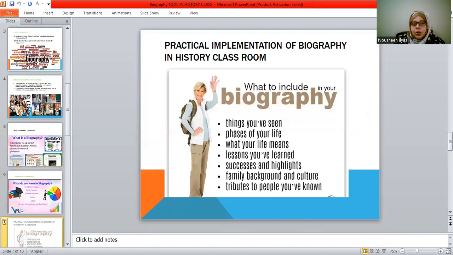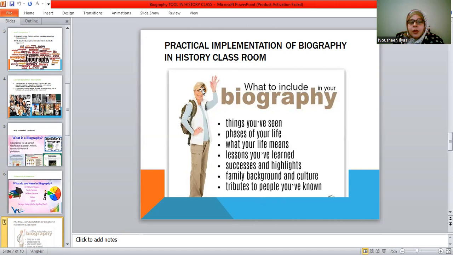Now, practical implementation of biography in the classroom. As I have just told you, when you give a topic in your classroom, you need to check your session objectives and, at the end of the class, what points should be included in your students' biography?